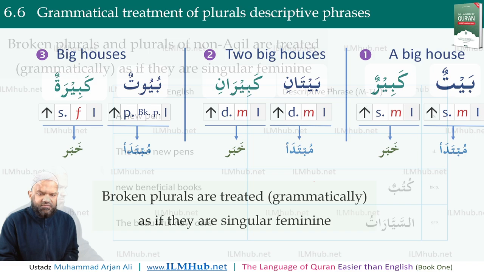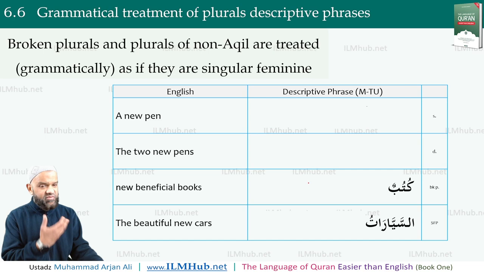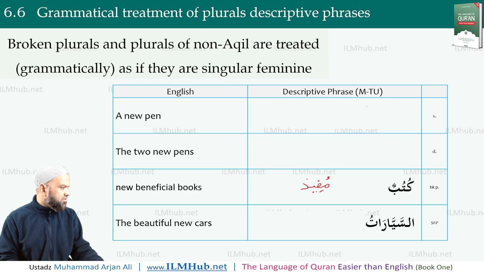The vocabulary you need, you should already be familiar with, but I have given you the plural of books, which is the beginning. And the last one, you can see the beautiful cars, as-sayyaratu. And again, that is plural of cars. So you need to translate the beautiful new car. The new, you should already know. One word you may not remember, it's called beneficial. So beneficial, something useful in Arabic is called mufidun. It's in the rafa. There's a ya there. So, mim, fa, ya, and dal. So, please pause the video and translate the following text from English to Arabic.